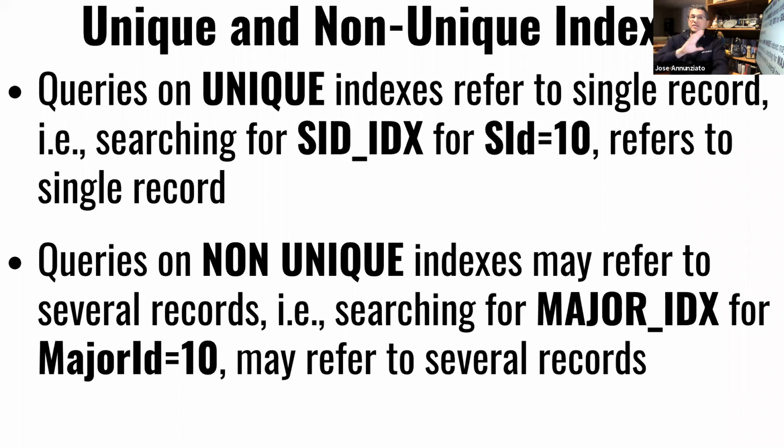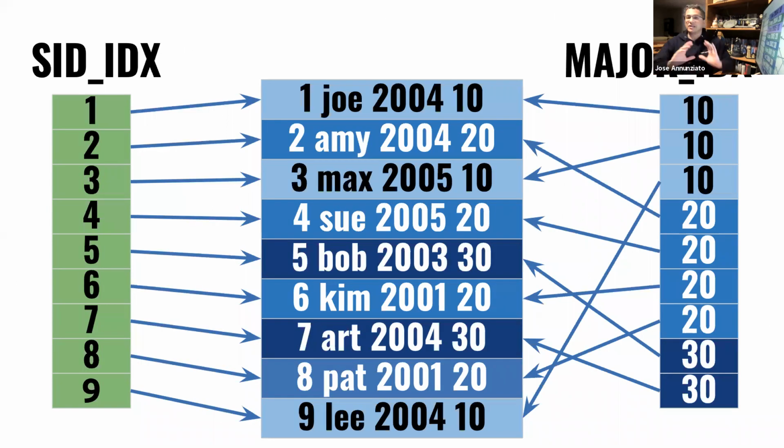So we have unique and non-unique keys. Here's an illustration of what it might look like. On the left-hand side you have the student ID index, which has references to the original record. In the middle is the table. The table has the IDs, the name of the student, the year they're graduating, and the major ID. This is the foreign key that references the department table: 10, 20, 10, 20, 30, 20, 30, and so on. And this is the primary key, 1, 2, 3, all the way through 9.